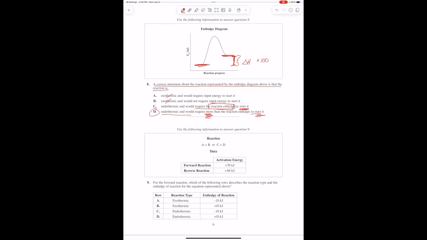Because if I just put in 100, if I just get to here, the reaction won't start. We have to go all the way up to here, and then this reaction will happen. So remember we talked about this activation energy. This reaction won't get activated until we get to here, and then it goes. All right, so 8 is D. All right. What's this one?